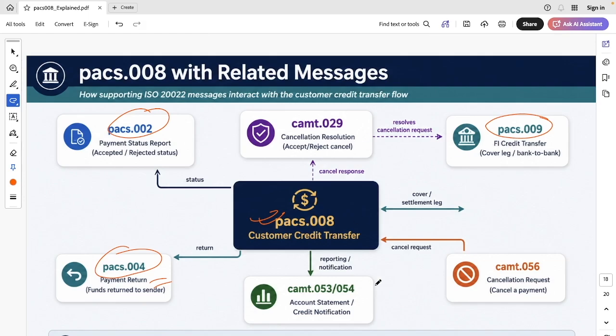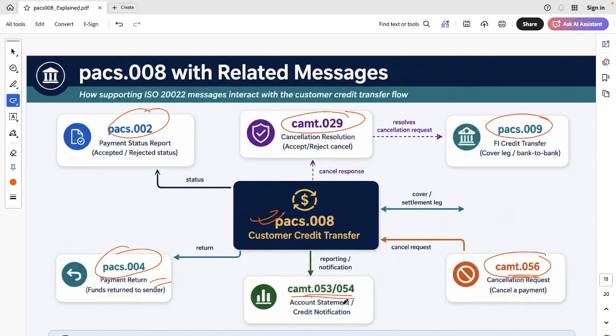Now come to camt.056. This is the cancellation request. If the sender bank wants to cancel a payment after sending it, it may send camt.056. Then we have camt.029. camt.029 is a response or resolution to that cancellation request. It tells whether the cancellation is accepted or rejected. Then we have camt.053 and camt.054. These are account reporting and notification messages. camt.053 is generally used for account statements, and camt.054 is generally used for notifying the debit and credit. So this helps banks and customers confirm that account entries have been posted.